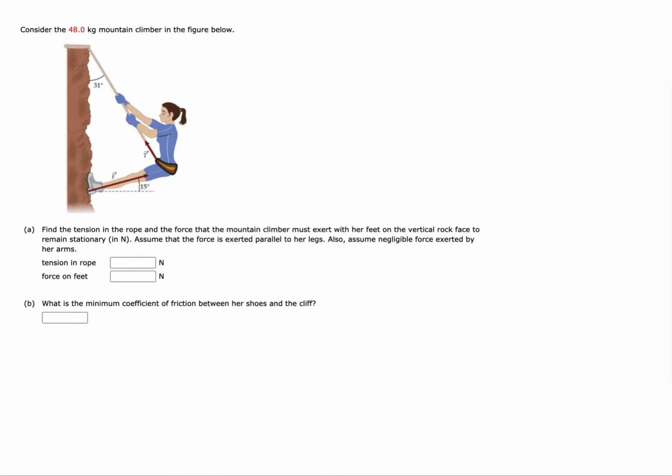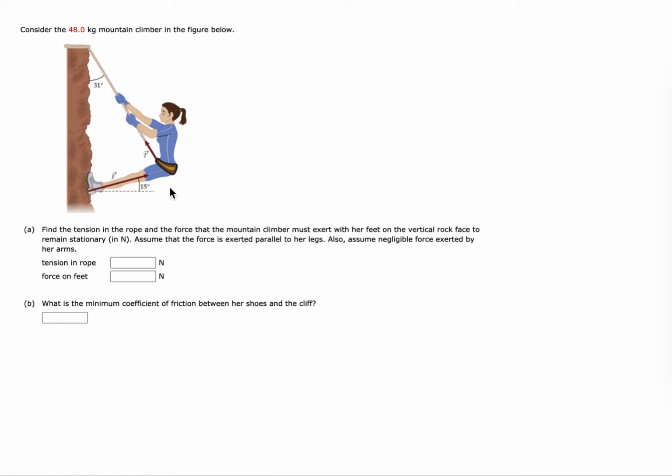Consider the 48-kilogram mountain climber in the figure below. We want to find the tension in the rope and the force that the climber has to exert with her feet on the vertical rock face to remain stationary in equilibrium. We'll assume that the force is exerted parallel to her legs, and also assume negligible force exerted by the arms. Okay.